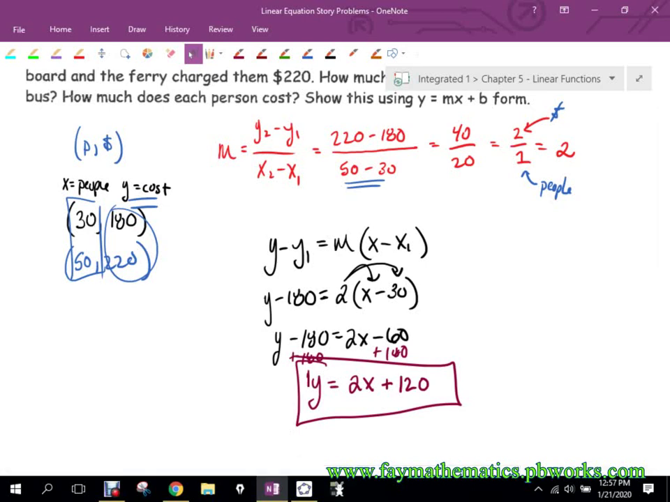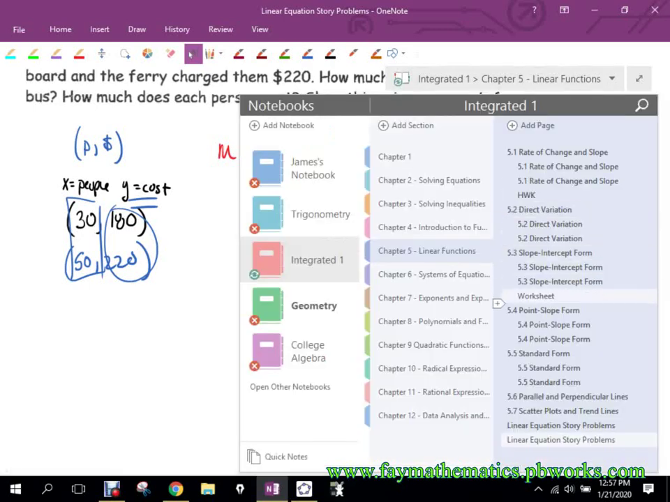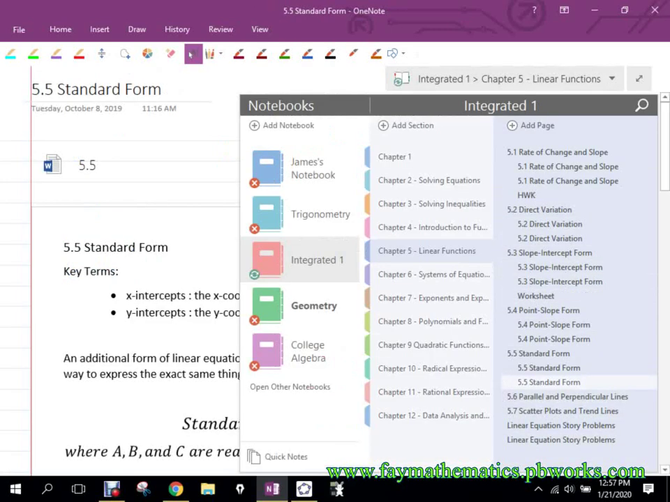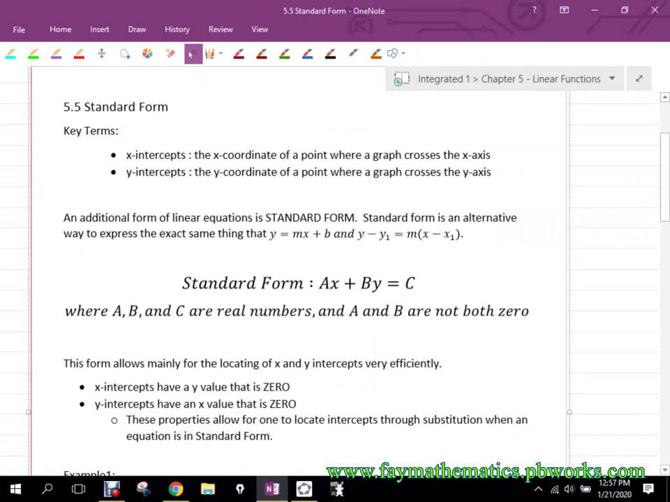But I do want to move on to section 5.5, which is not mind-boggling. Okay. What I think the hardest part about 5.5 is just the understanding that it's something that we've already done. It's just a different format. Okay.